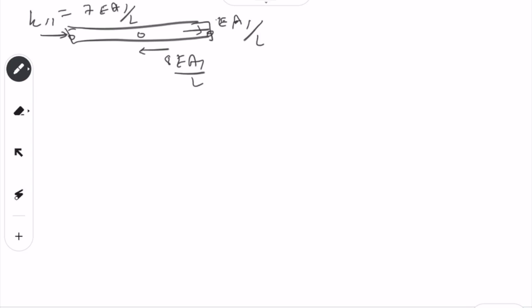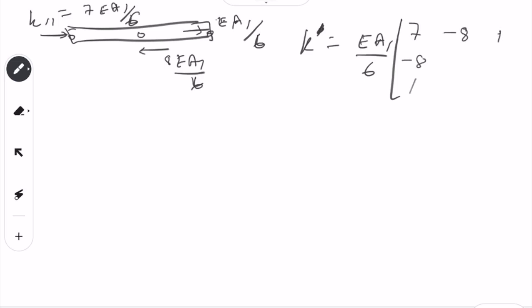So we have K1 equal to EA1, and it's not L, but this is 6 here, so over 6, and what we have seen here is 7, and then we have minus 8, and then we have 1. Similarly we can have minus 8 and 1 here. Here we don't know.